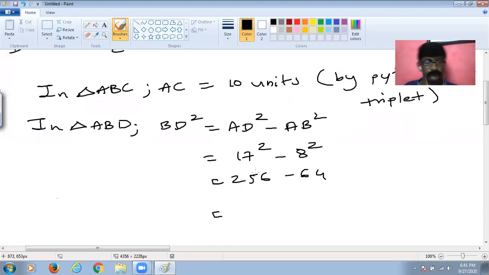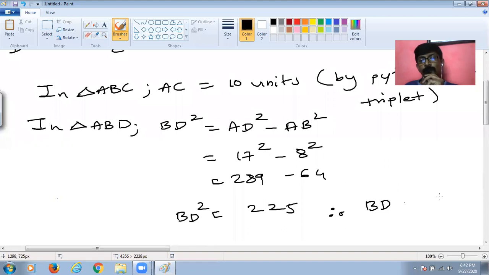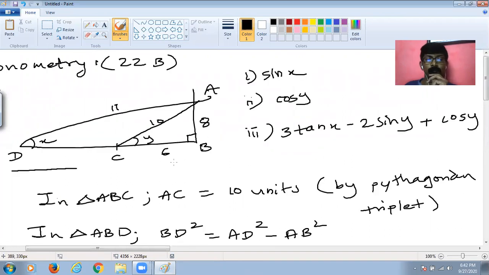Sorry, 1 second, I'll just erase this. 17 squared is 289. 289 minus 64 will become 225. So 225 will be BD squared. Therefore BD will become 15 units. Once you get all this basic information, this is very simple. So you can remember for the future: 15, 8, and 17 is a Pythagorean triplet.